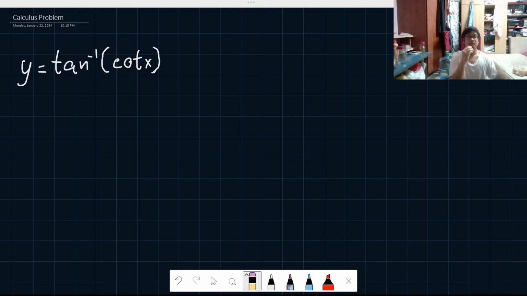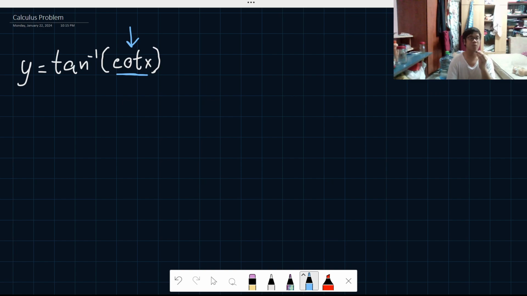Let's get the derivative of arctangent of cotangent x. So in here, since we have a function of inverse tangent, and inside of inverse tangent, we have another function, which is a trigonometric function, the cotangent function. Now, the question is how are we going to get the derivative?